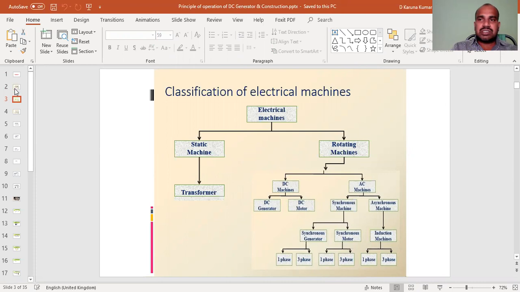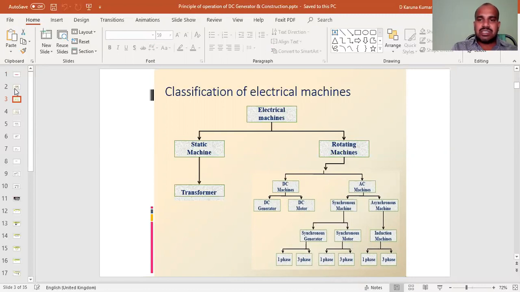Static machines have no rotating parts. An example of a static machine is the transformer. In rotating machines, the two important parts are the stator and rotor. They are divided into two types, DC machines and AC machines. Again, DC machines are divided into two types, DC generators and DC motors.